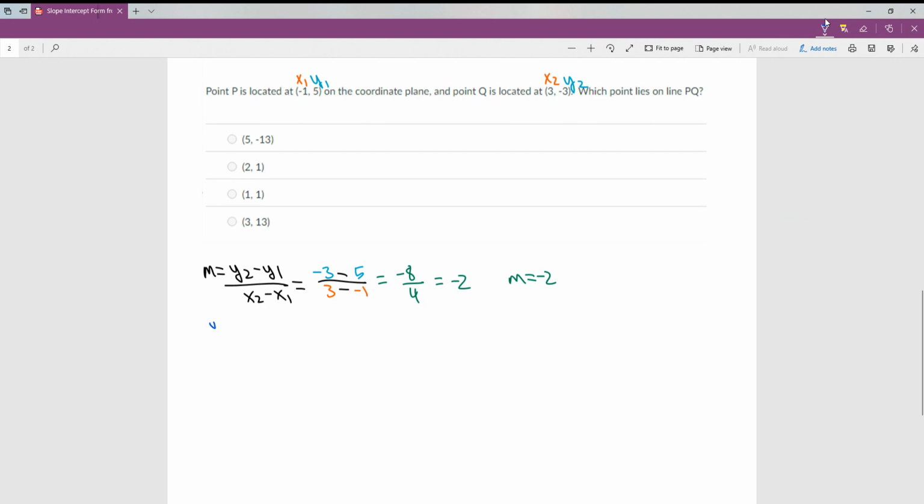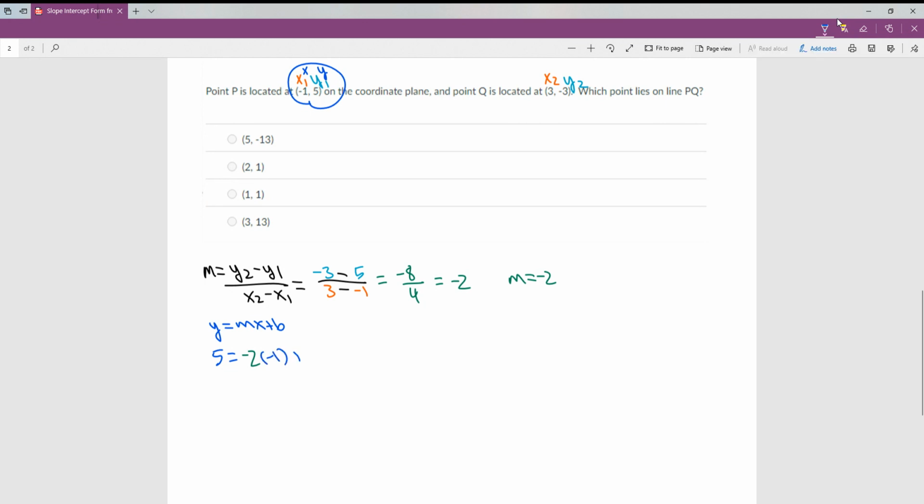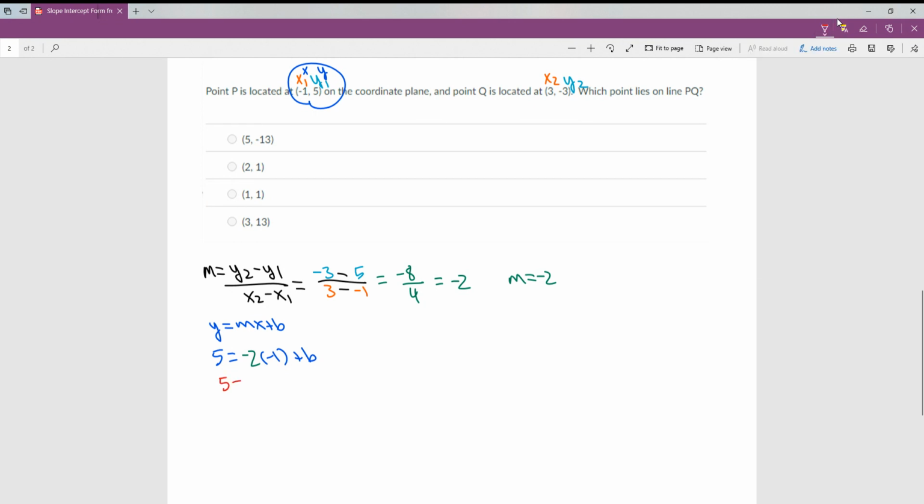Now we can write our equation. Pick your favorite point to be x and y. Let's just use this. So x is -1, y is 5. So 5 equals my m, which I already found, which is -2, times x, which is -1, plus b. Simplify what we can. -2 times -1 is +2. Solve the equation to get b by itself. I get 3 for my b, which means my equation is y equals my slope.